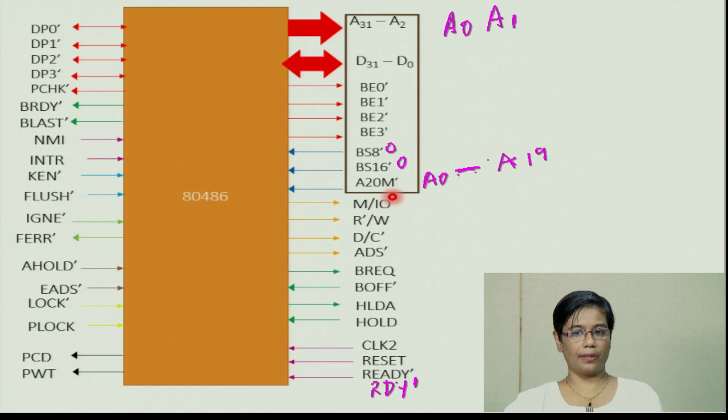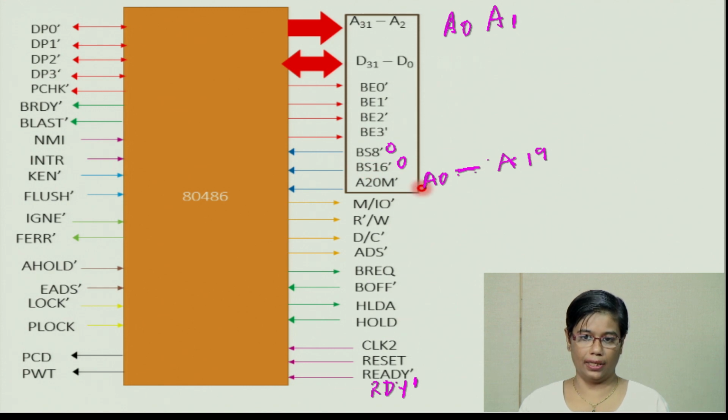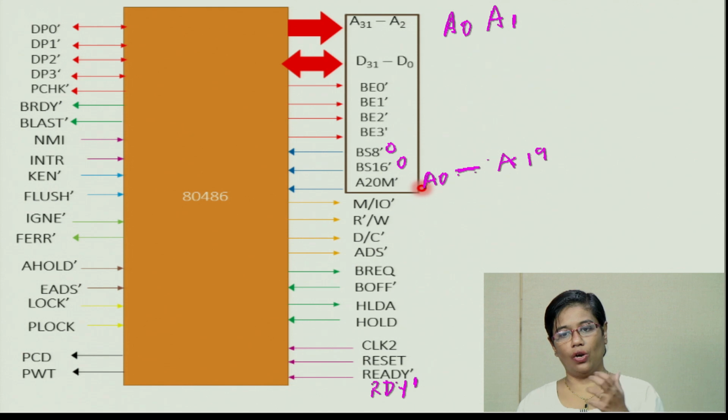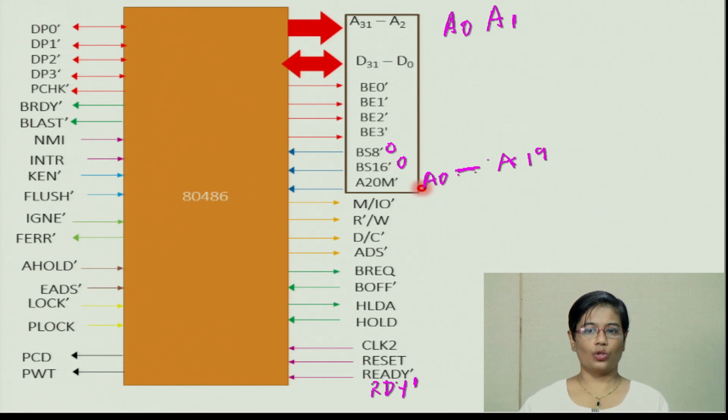So it is going to be working only in real mode whenever the A20 mask signal is made 0. The only address lines that would be considered are A0 to A19. The rest of the address signals are going to be masked, or they are going to be made 0. So you're forcing 80486 to work in the real mode of operation.